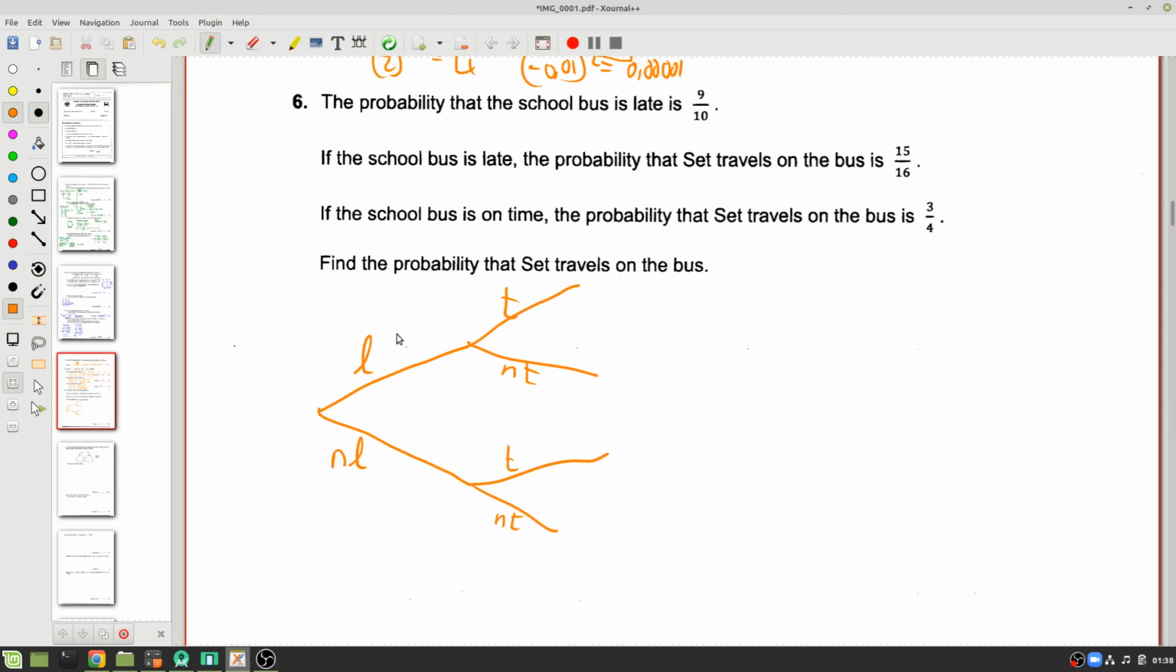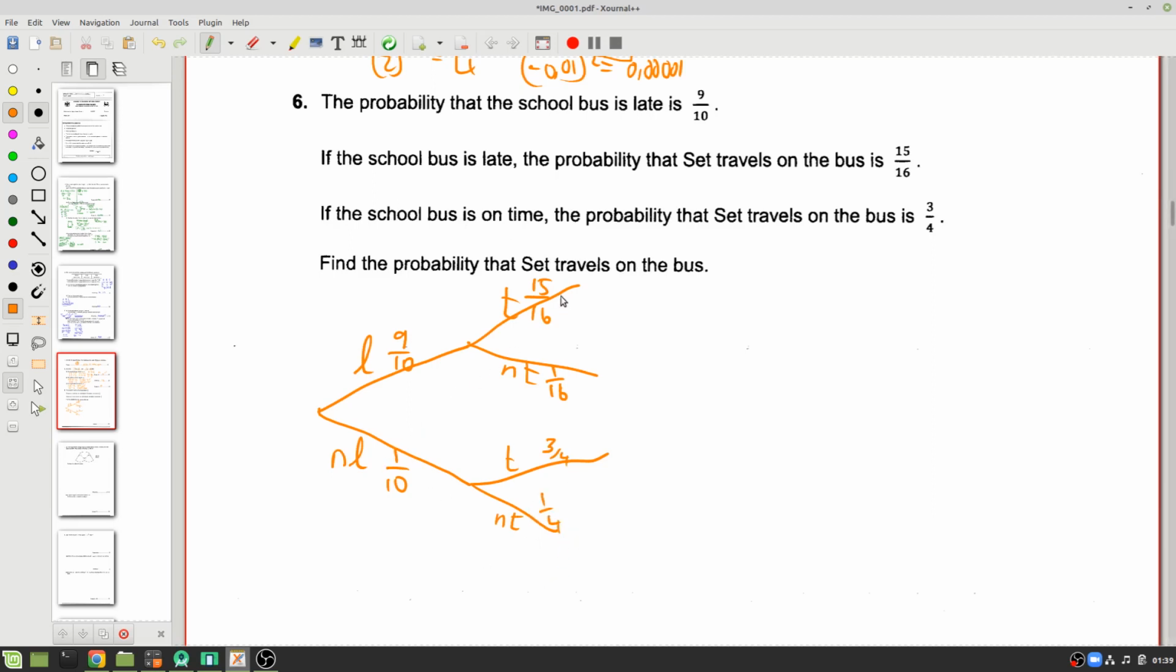Now let's see what we get here. The bus is late, the probability of that is 9 out of 10, which means the probability that it's not late is then 1 out of 10, because together this must make up a total of 1. If the bus is late, the probability that Seth travels on the bus is 15 out of 16. So that means the probability that he doesn't travel on the bus if it's late is 1 out of 16. And again at the bottom here, if the bus is not late, or on time rather, the probability that Seth travels on the bus then is 3/4. So the probability that he doesn't travel on it is then 1/4.